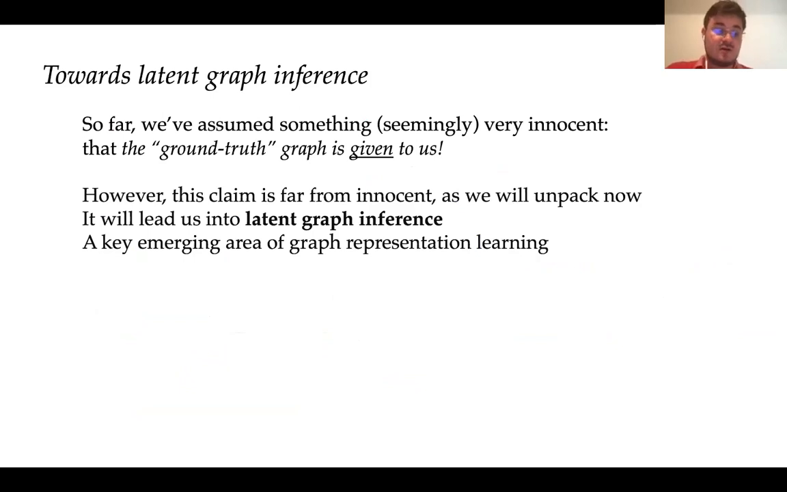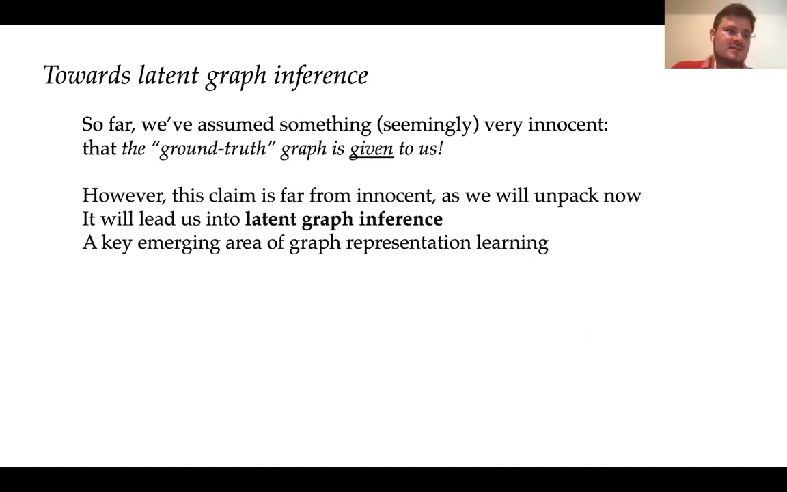But one very important point that we've completely avoided so far, and I think is really important to address, is something that at first glance might seem super innocent. Like we assume that the edges are given to us, that the ground truth graph is given to us, and as a result, we don't have to worry about it at all. We just use it as it's given to us. However, we will unpack just now how far from innocent this claim actually is.